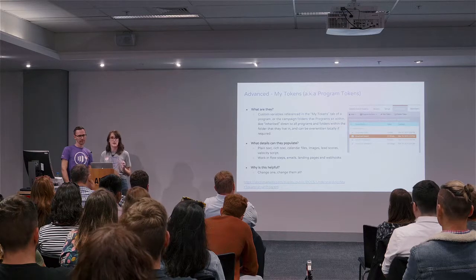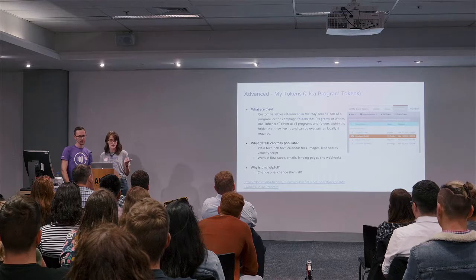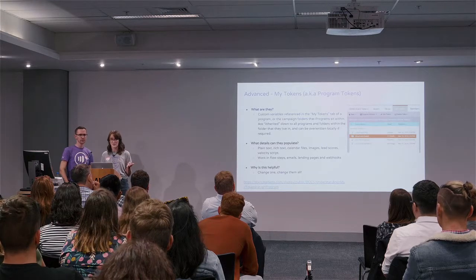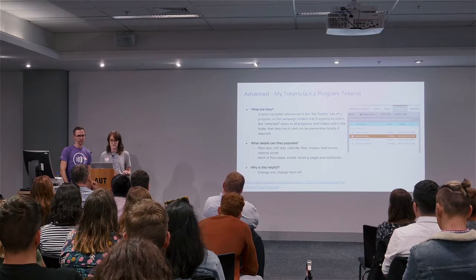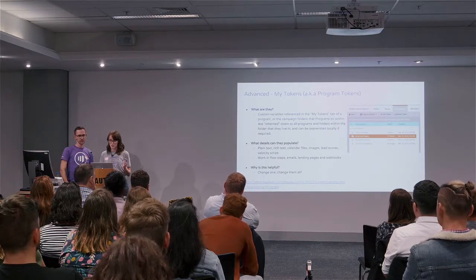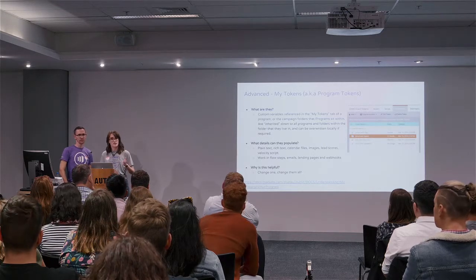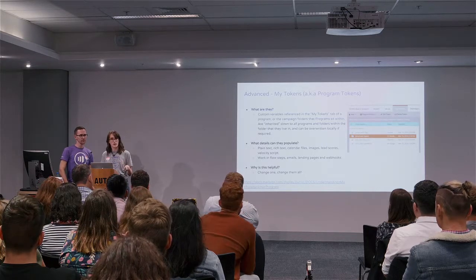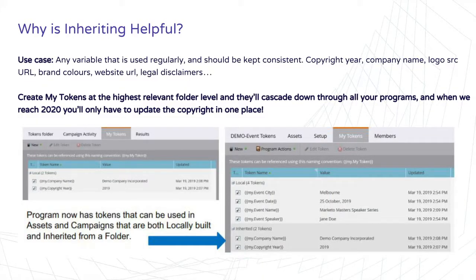One of the cool things about My Tokens is that they work in multiple different areas of the system. You can use them in flow steps, in emails and landing pages, and also in webhooks, which if you're using webhooks is very handy functionality. One of the big benefits of My Tokens is scalability, because if you change one, you change everywhere that token is referenced. The value that you specify automatically populates to all of those places.